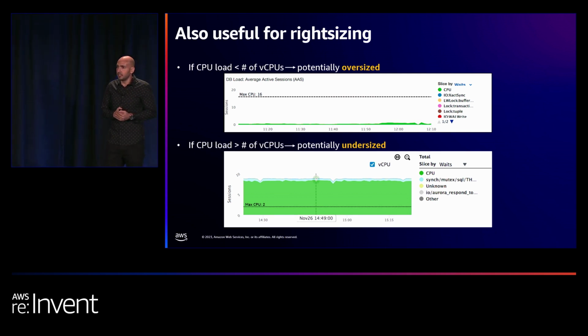On the other hand, if we see a graph that looks like this, where the CPU load is significantly higher than the number of vCPUs in the instance, then we have a potentially undersized instance. Okay, so this again means that we need to think about right-sizing, tuning the application, tuning the database to make sure that we don't have a major performance degradation or a performance bottleneck.